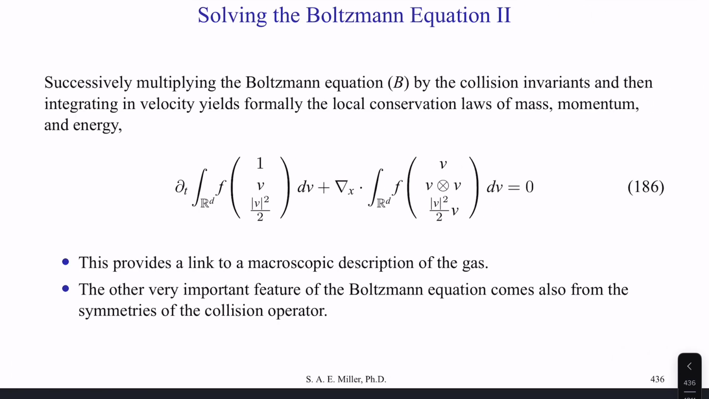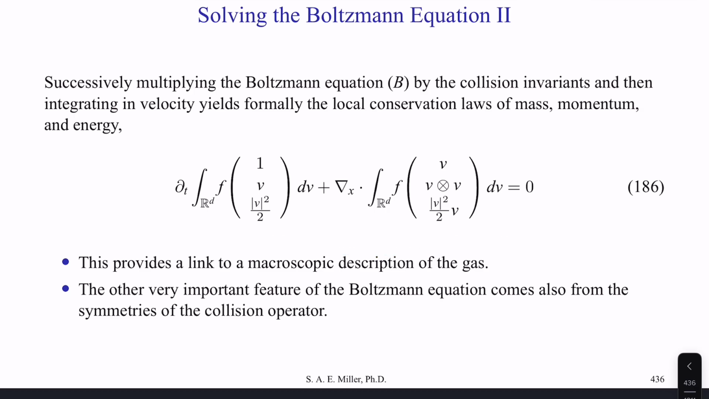Multiplying the Boltzmann equation by the collision invariants and then integrating in the velocity field yields the formally local conservation laws of mass, momentum, and energy, e.g. the Navier-Stokes equations. This provides a link to the macroscopic description of the gas. So this is mass, momentum, energy terms, and you can see them in their form here.